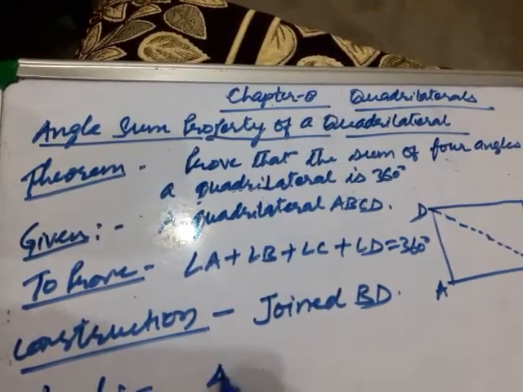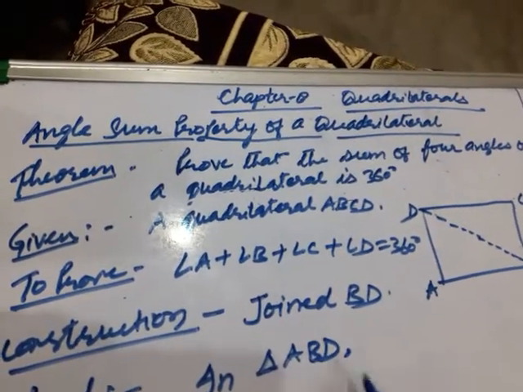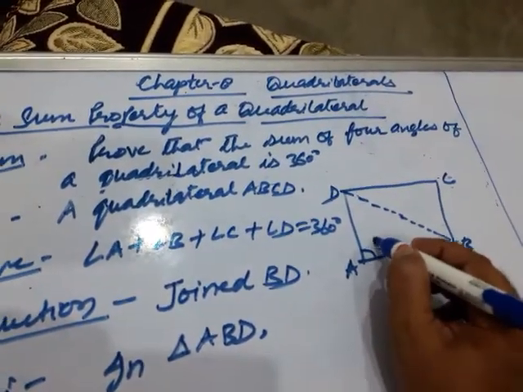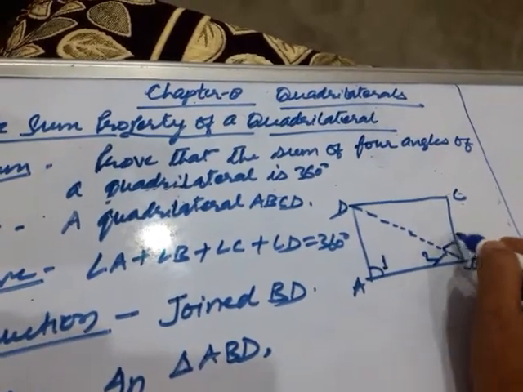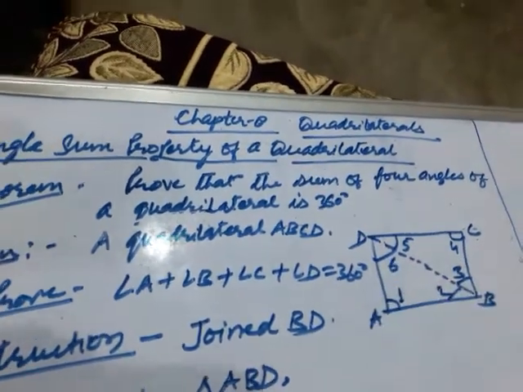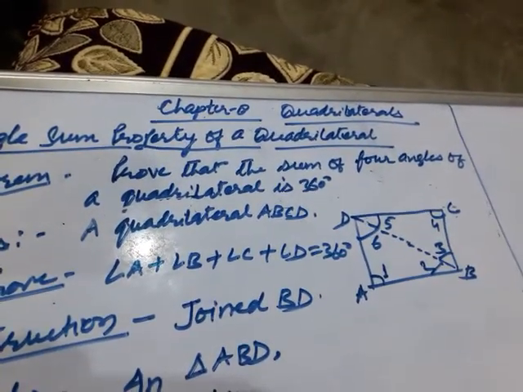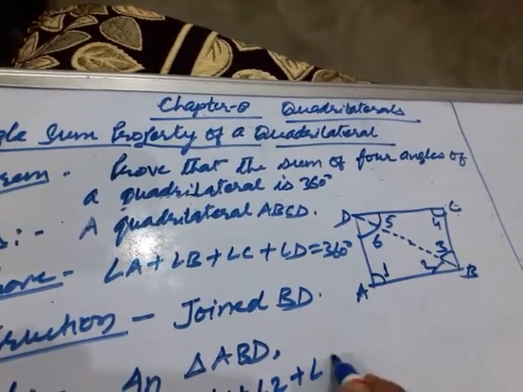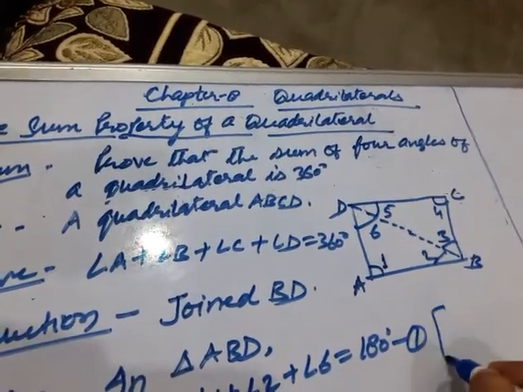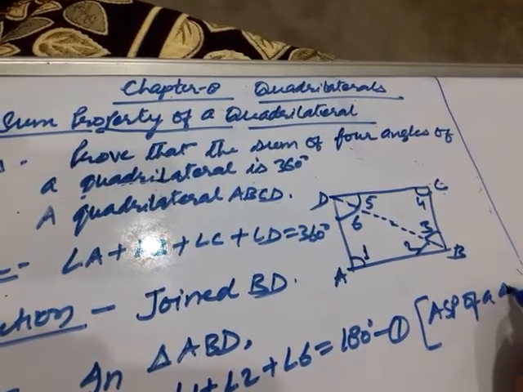See, in triangle ABD, now give the names to the angles, otherwise it may be difficult. 1, 2, this is 3, this is 4, this is 5, and this is 6. Okay, children, in triangle ABD, what do we have? Angle 1 plus angle 2 plus angle 6 equal to 180 degree. This is equation number 1. How it happened? This is known as angle sum property of a triangle.